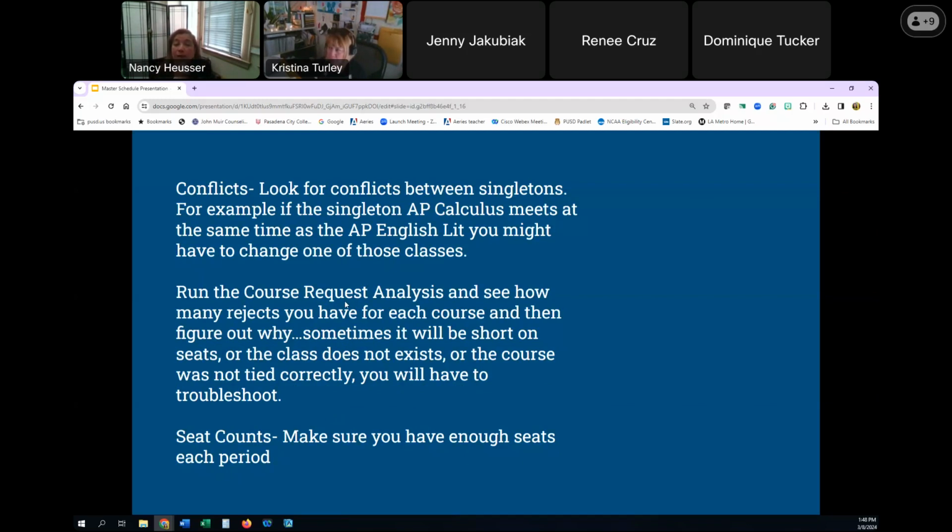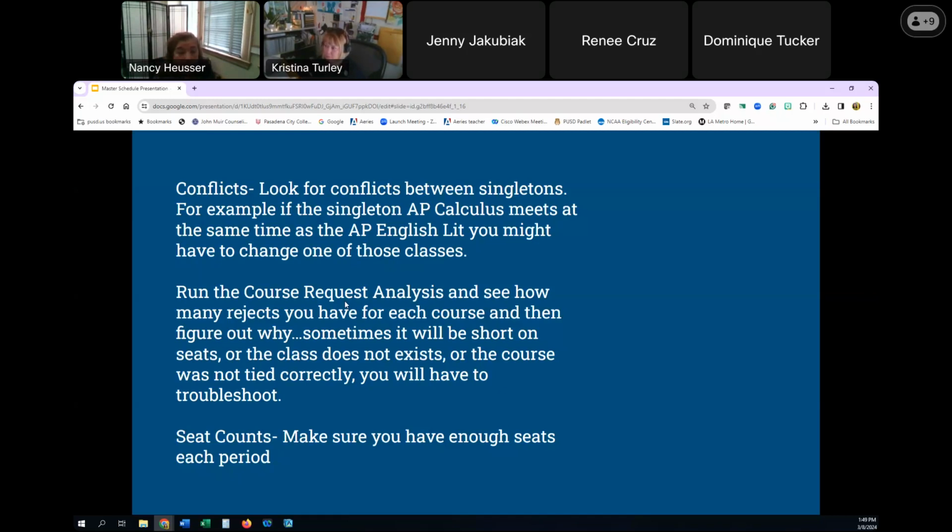Run the course request. So after the course tally, that one told us how many sections we would have. Once you have all your courses in periods, you can run the course request tally. This will tell you how many rejects you have for each course. Sometimes you're going to be short on seats. So you have like 150 requests for it, but you only have 120 seats. In that case, you would have to create a new section of it, and you'd have to go back to what you've planned and figure out where you can move one teacher to teach that period.